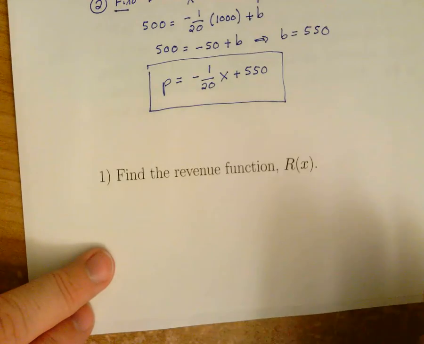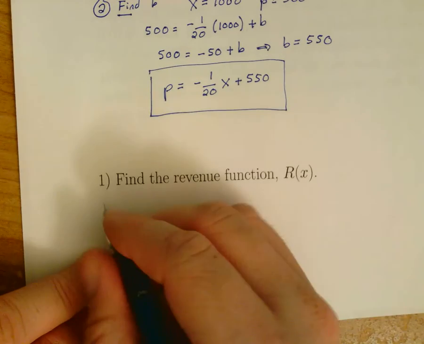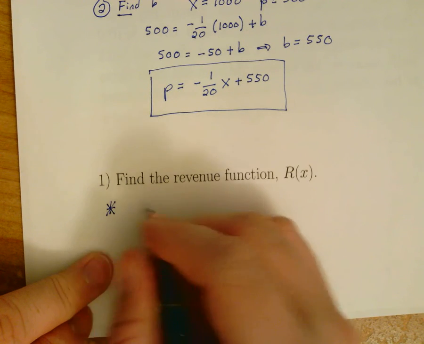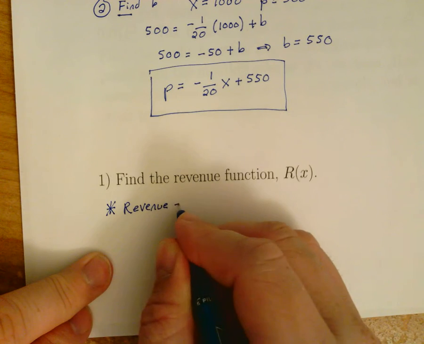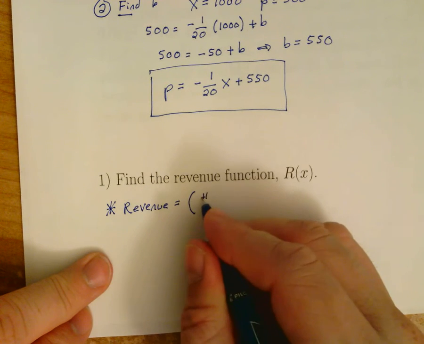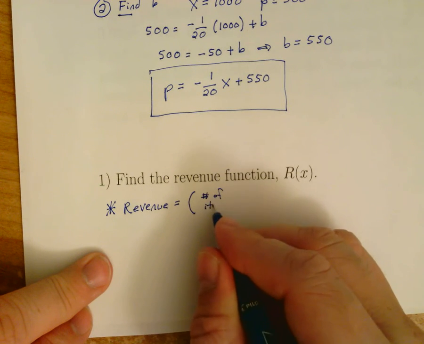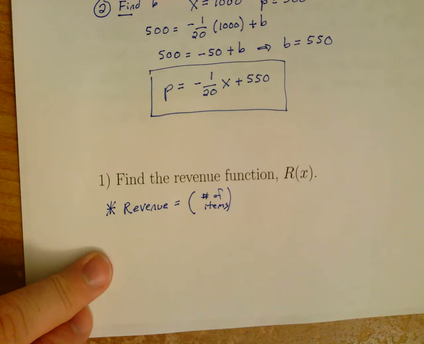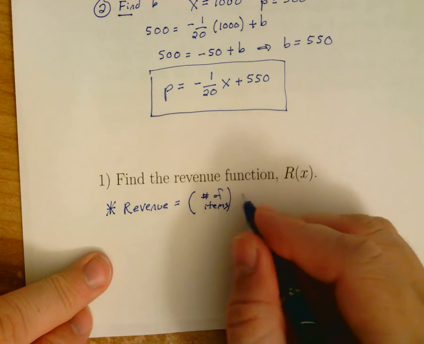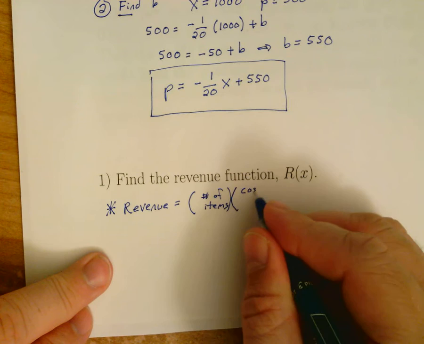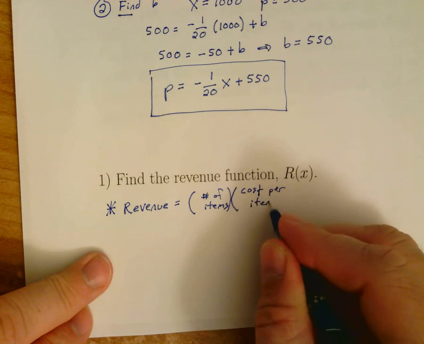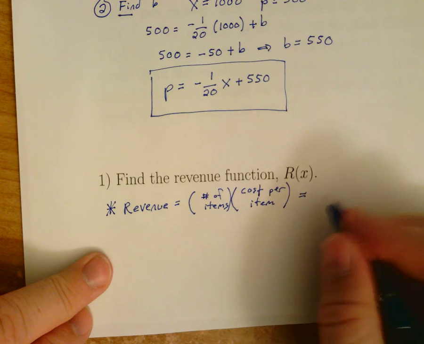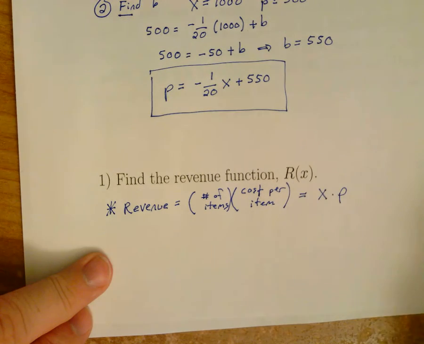For the next part, find the revenue. Now this is what you have to know. This is going to appear the rest of the semester. We see that revenue is, of course, the number of items that you have times the cost per item. And again, you can just rewrite that as X times P.